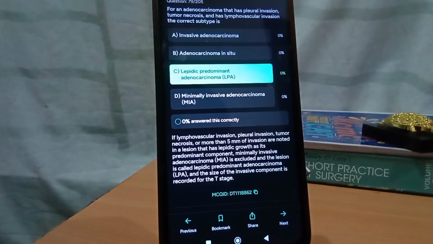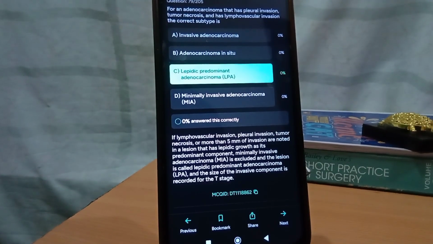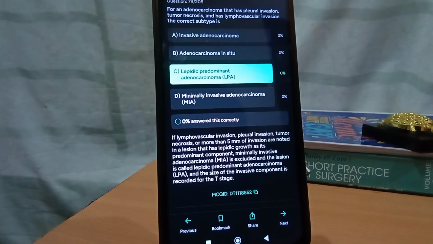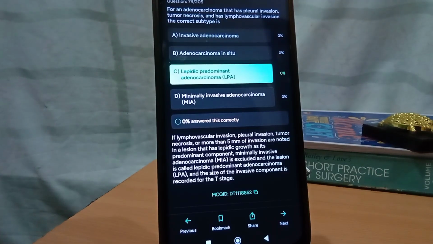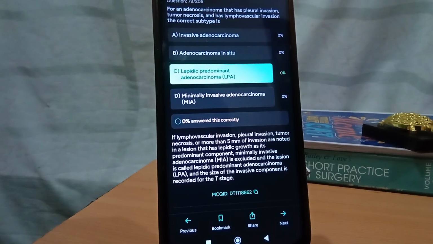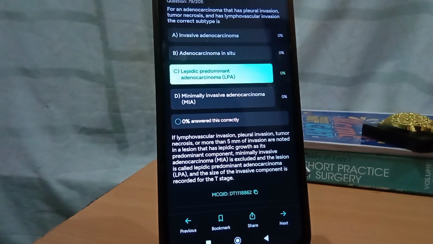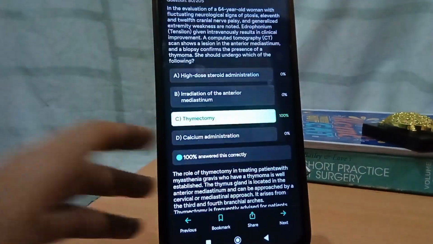For an adenocarcinoma that has pleural invasion, tumor necrosis, and lymphovascular invasion, the correct subtype is lipidic predominant adenocarcinoma. If lymphovascular invasion, pleural invasion, tumor necrosis, or more than 5 mm of invasion are noted in a lesion that has lipidic growth as its predominant component, minimally invasive adenocarcinoma is excluded. The lesion is called lipidic predominant adenocarcinoma. The size of the invasive component is recorded for the T-stage.